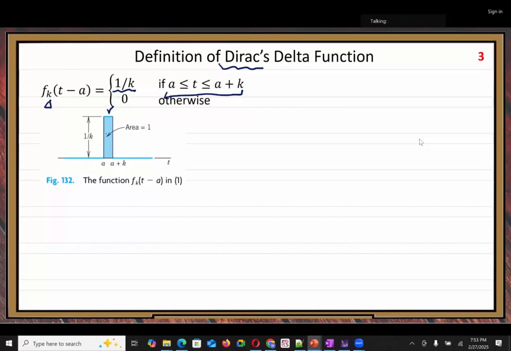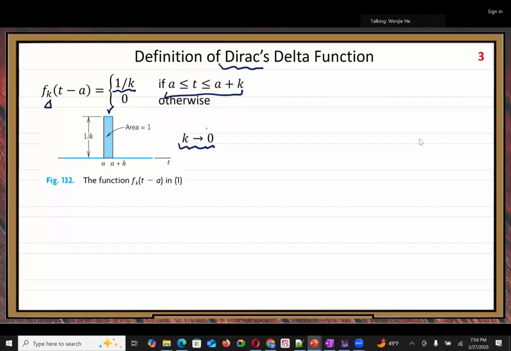We want that kind of shape. So eventually we want to make k go to 0. That's why it's not an integer. At the beginning it's not important. When k is large, those f sub k are not important.